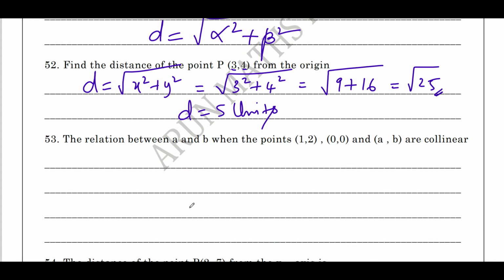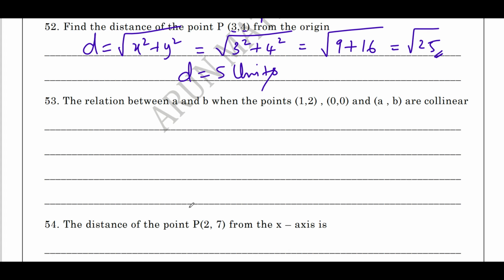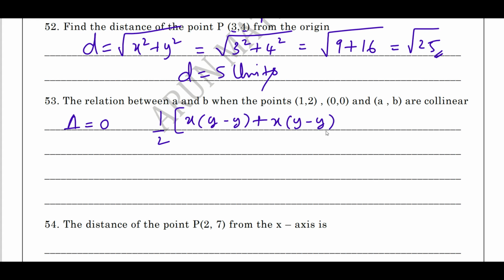The relationship between a and b when the points are collinear. When the 3 points are collinear, that means the area of the triangle is 0. What is the area of triangle formula? Half into x1(y2 minus y3) plus x2(y3 minus y1) plus x3(y1 minus y2) equals 0.